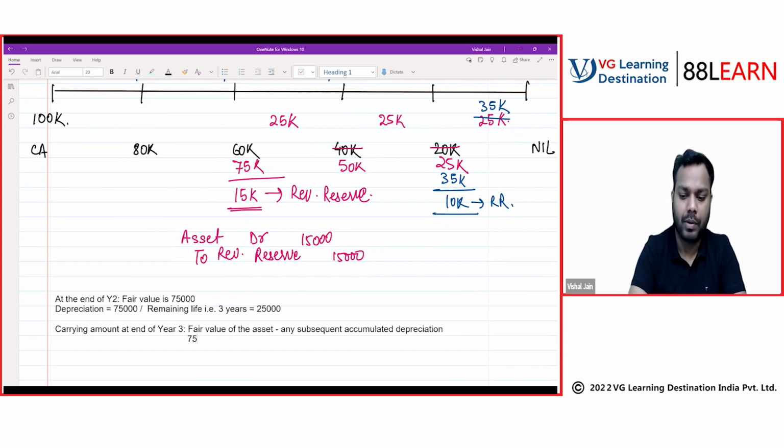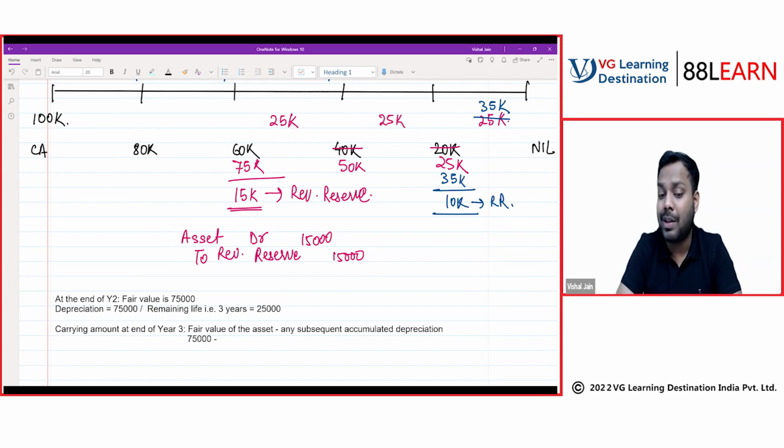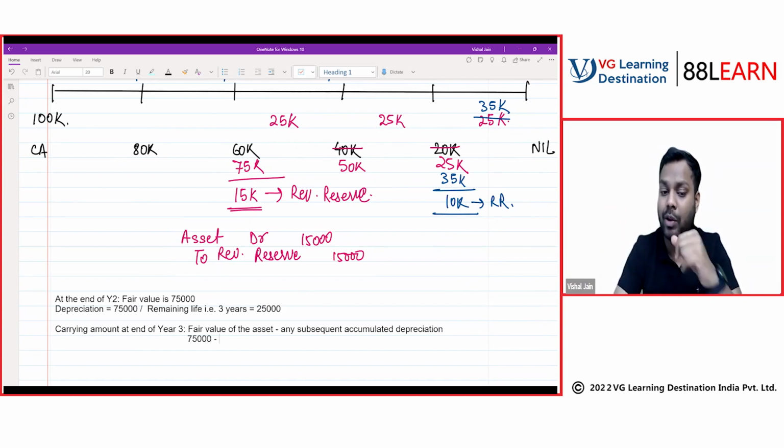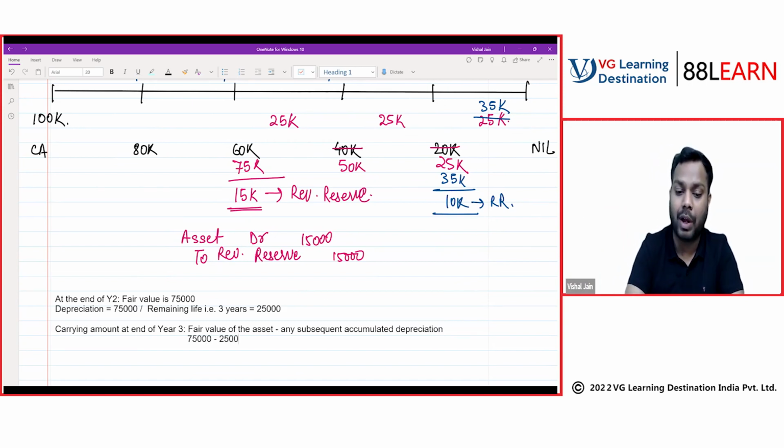Now, tell me, what is the fair value of the asset? 75,000. Minus any subsequent depreciation. What is the meaning of any subsequent? Meaning after the date of fair value. After the date of fair value means 25,000. That is only and only for year 3, right? So it equals 50,000.